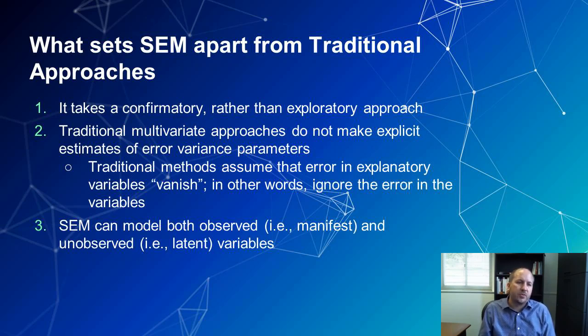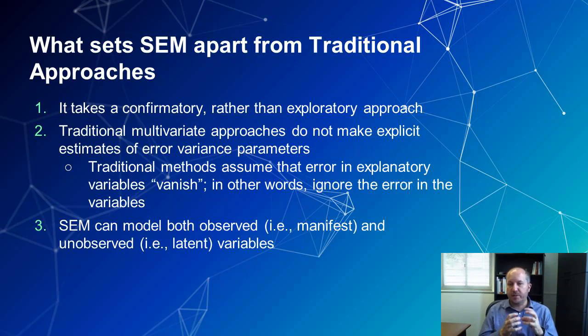Number two, traditional multivariate approaches do not make explicit estimates of error variance parameters. This is, in my opinion, one of the most important pieces of this. When you're conducting statistics in SPSS using linear regression or ANOVA, they just kind of assume that error vanishes. When you see those error terms in those models, they're looking at the error of the model, not the error of the actual variables themselves. SPSS assumes that those variables are measured without any error.